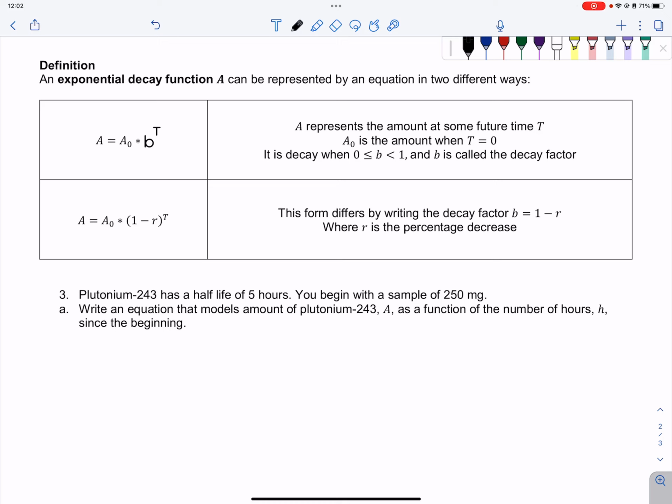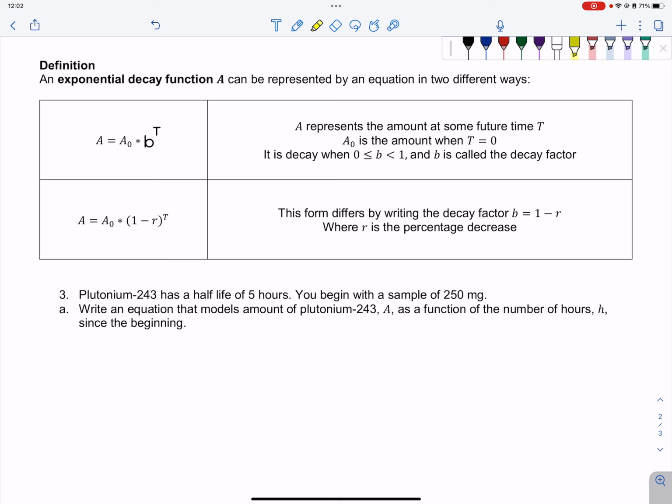Something is decaying exponentially when we are repeatedly multiplying our value by some number between 0 and 1, or we say that it's decaying by a percentage. It's decreasing by some percent.